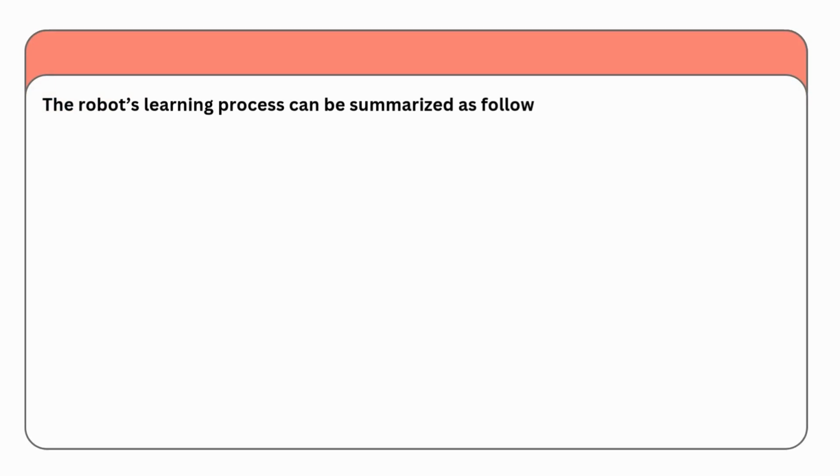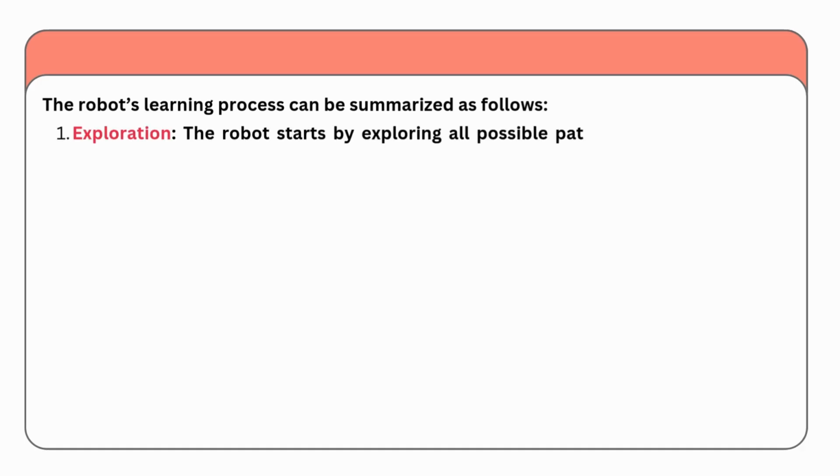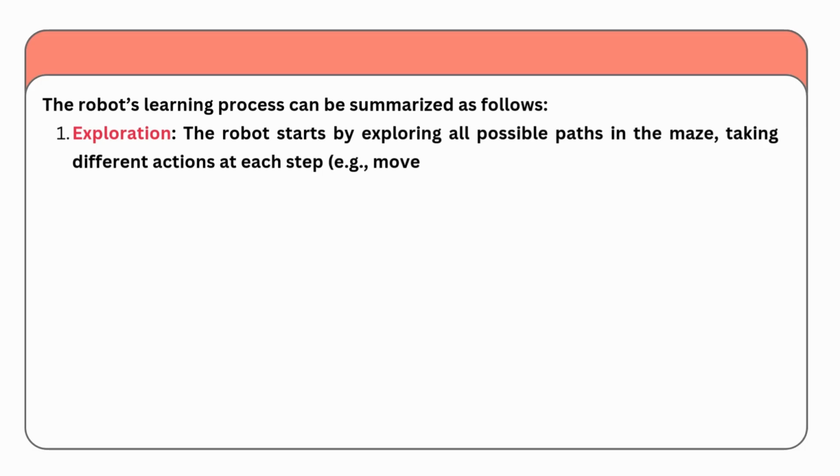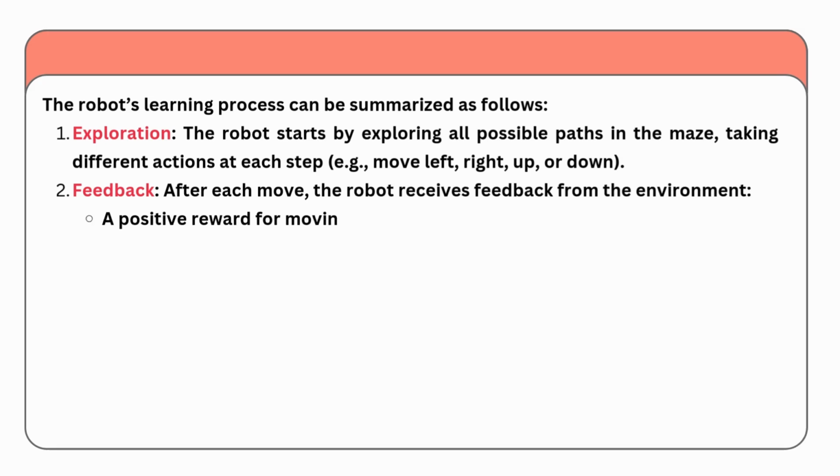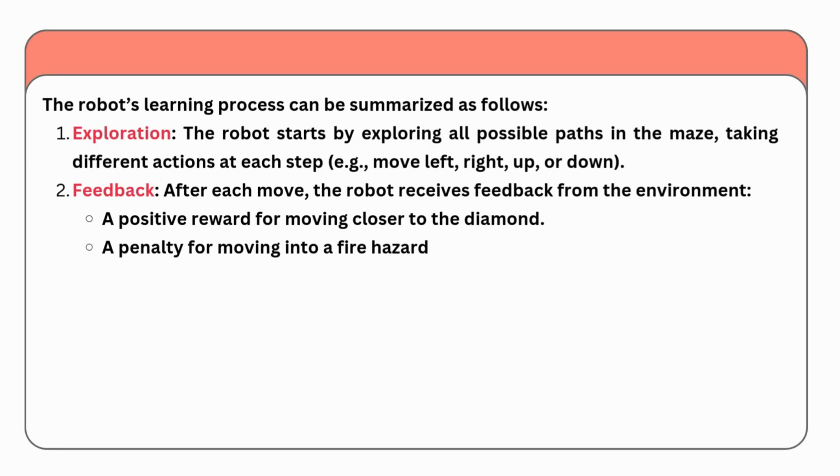Number 1. Exploration. The robot starts by exploring all possible paths in the maze, taking different actions at each step. Example: move left, right, up, or down. Second, feedback. After each move, the robot receives feedback from the environment, a positive reward for moving closer to the diamond, a penalty for moving into a fire hazard.